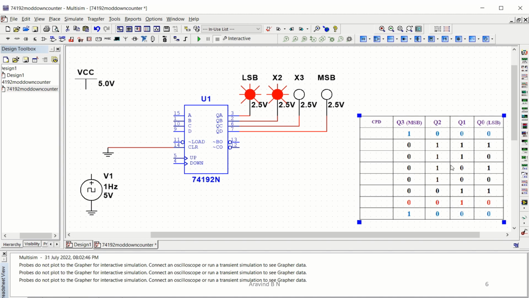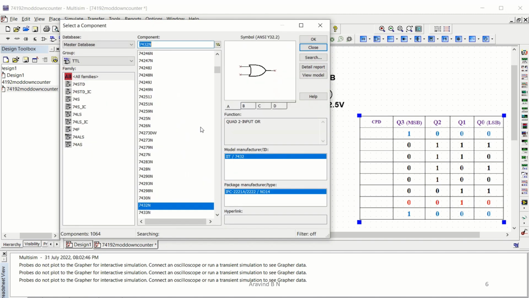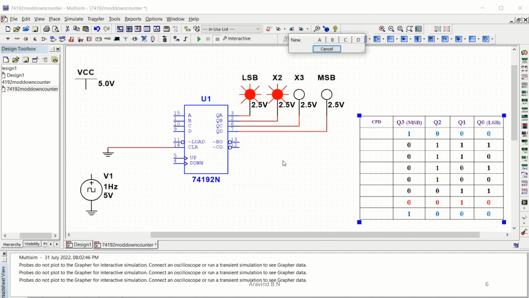So which connections do we have to make? We have to take two OR gates to which the inputs, that is Q0, Q2 as well as Q3, have to be connected, and its output has to be given to the parallel load operation. That's the first procedure. Let us make that. So we need to select the OR gate. This is the 7432 OR gate. So select it. I'm going to take the first one and place it over here.